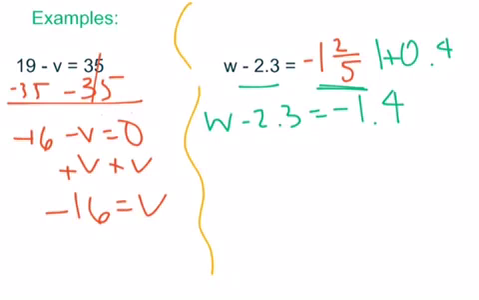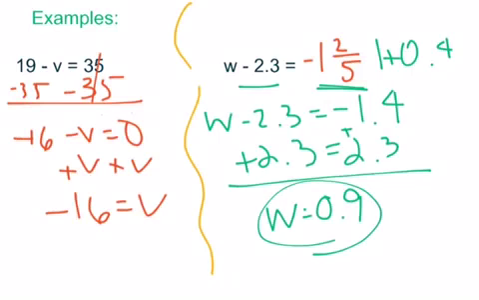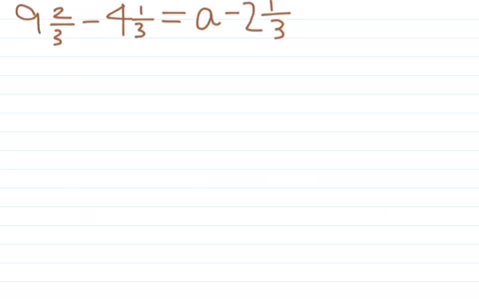Okay? Then we're going to add 2.3 on both sides, so this is a subtraction equation. If you need to rewrite that so you can subtract it, or add it, you totally may. So W equals what, guys? Positive 0.9. Super smarties. That's what you are.